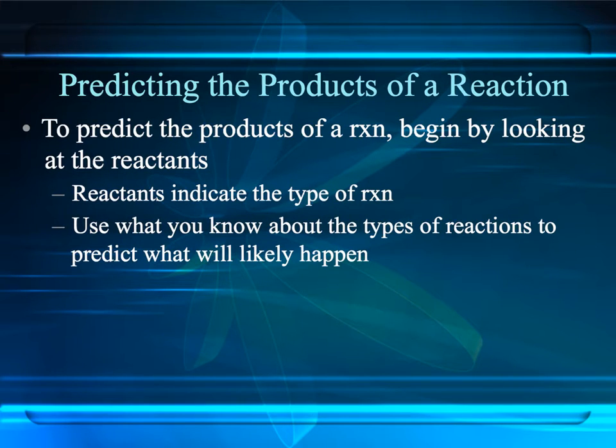To predict the products of a reaction, begin by looking at the reactants. So, we'll see what you've got. Reactants indicate the type of reaction. So, how many you've got, what they look like, are they elements, are they compounds? Use what you know about the types of reactions to predict what will likely happen. So, that's the goal for today, is to just get more practice predicting what is it that's going to form.